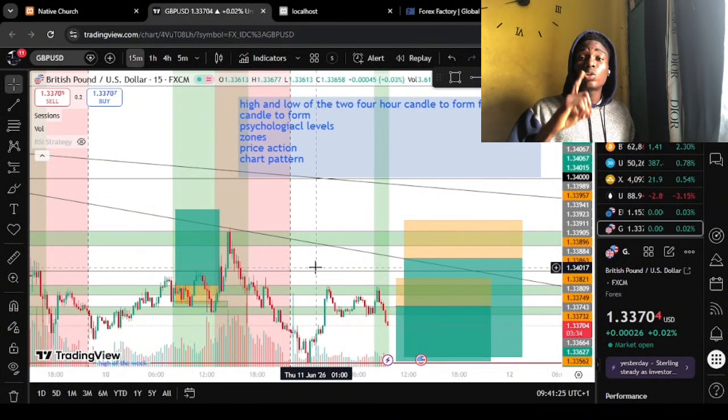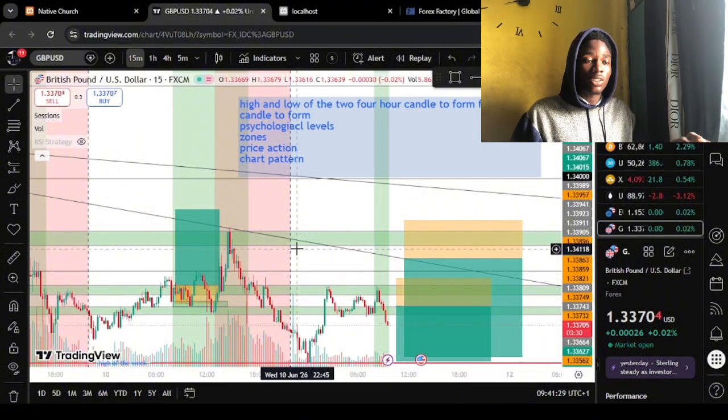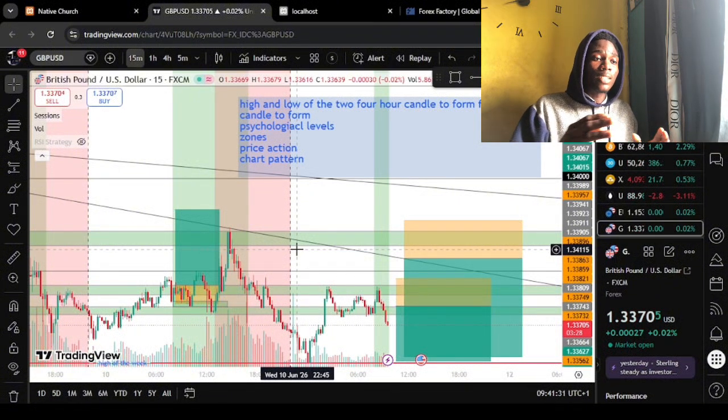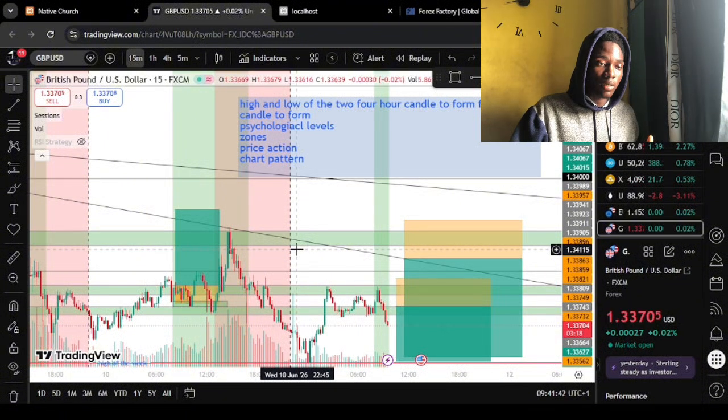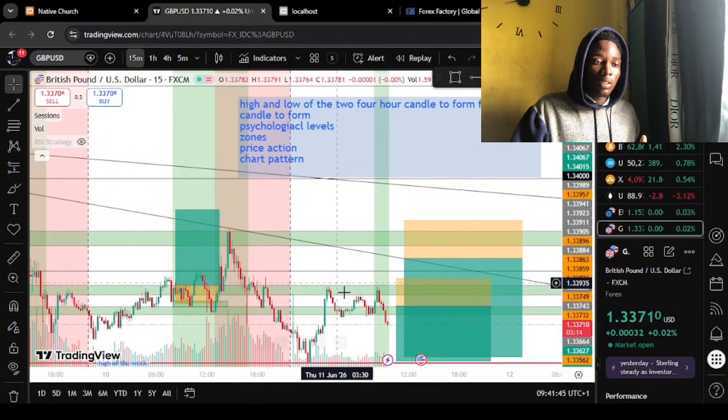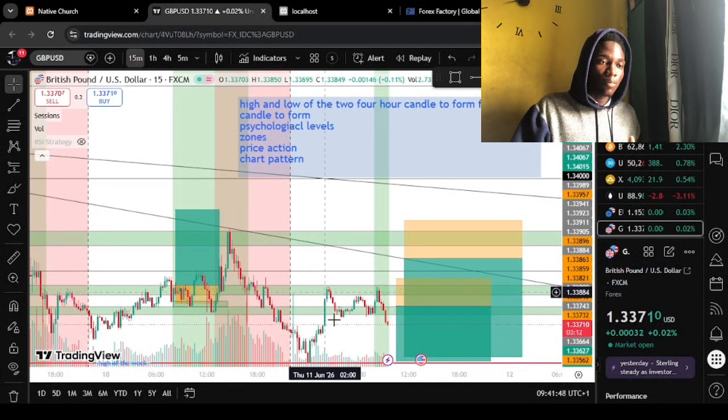It's not a standalone thing. These are a list of confluences I use, and if I see like three, I go in for a trade. For example, if I see a chart pattern, and if I see price respecting zones, like it did here, and I have a chart pattern. This is an M. Let me draw this so you can see.